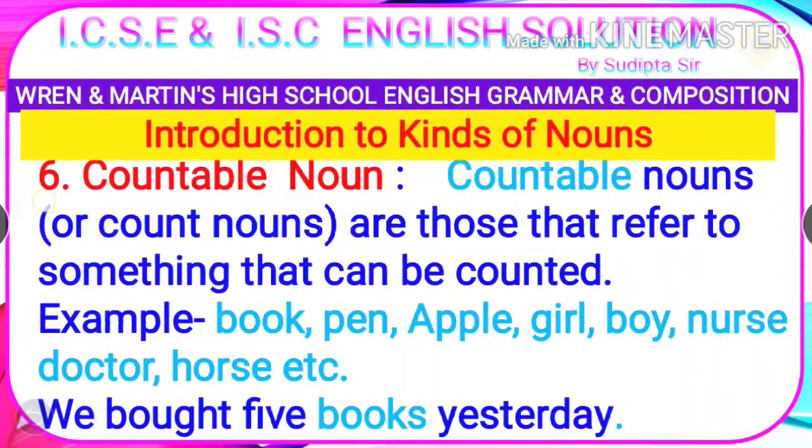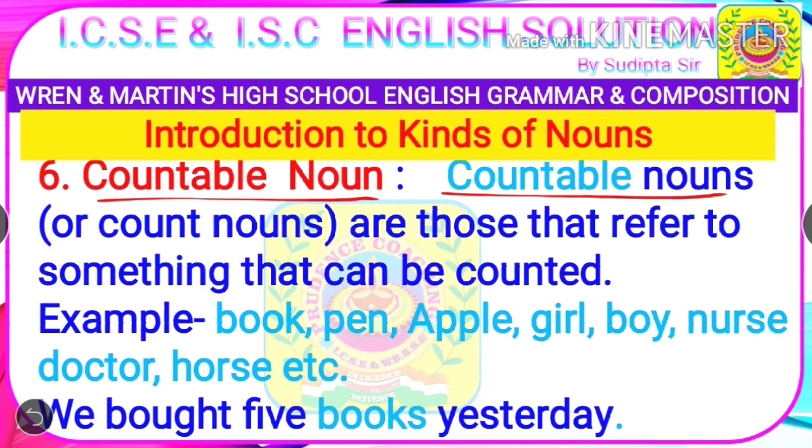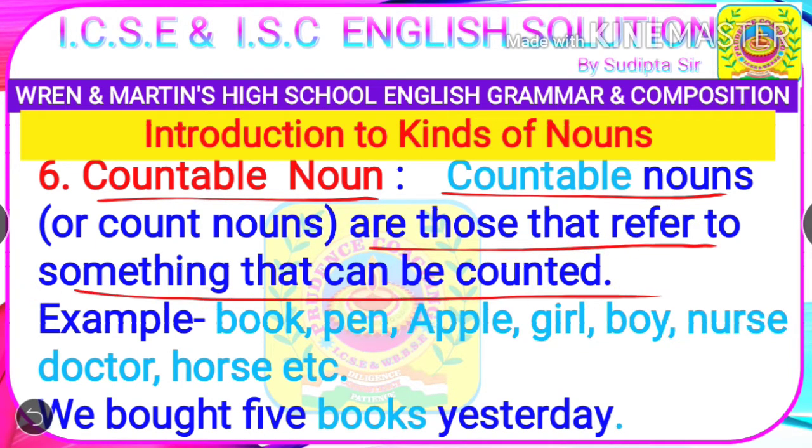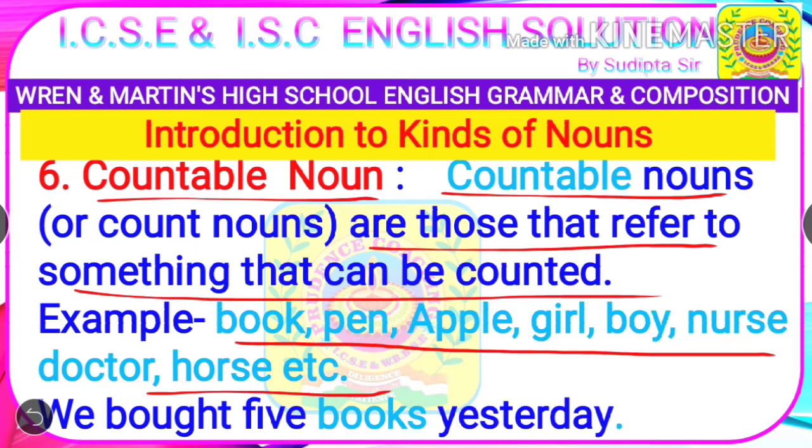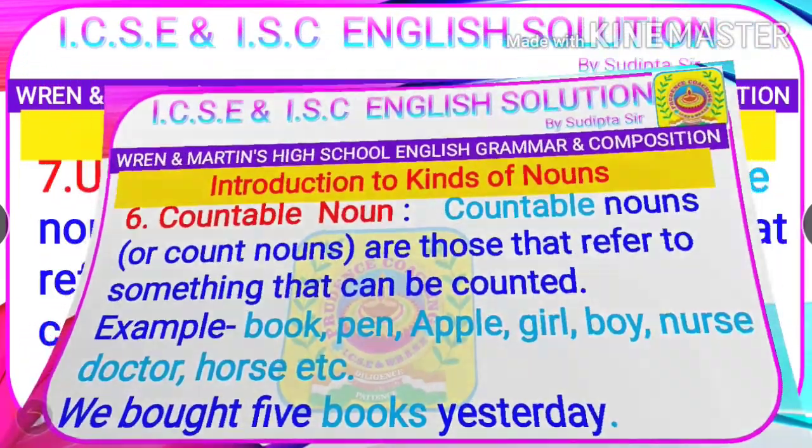Next there is countable noun. Countable nouns are those that refer to something that can be counted. That means, students, things that are easy or possible to count are part of countable nouns, such as book, pen, apple, girl, boy, nurse, doctor, horse. All these are easily countable. That's why these are parts of countable nouns. It is used in a sentence such as "We bought 5 books yesterday." So here books can be easily counted. As you can see here, 5 books, 10 books. So we can count the number of books. That's why books is part of countable noun.